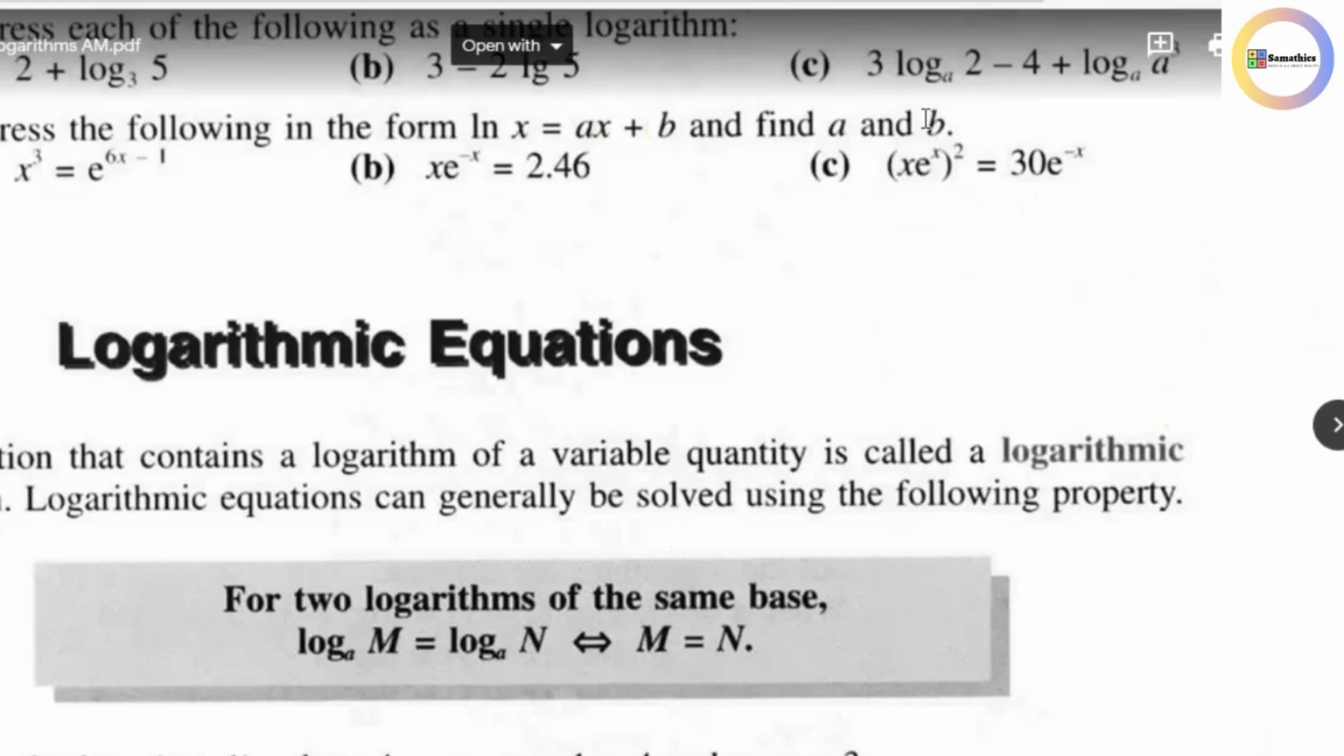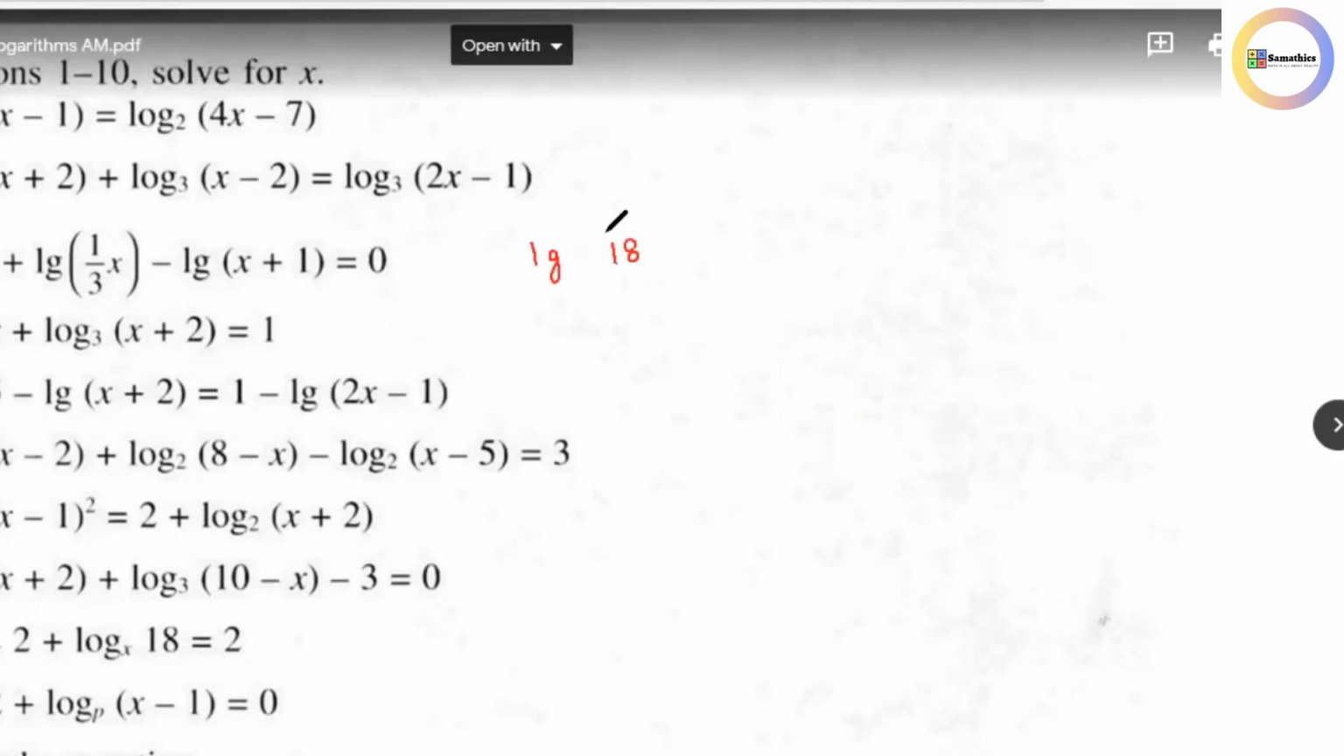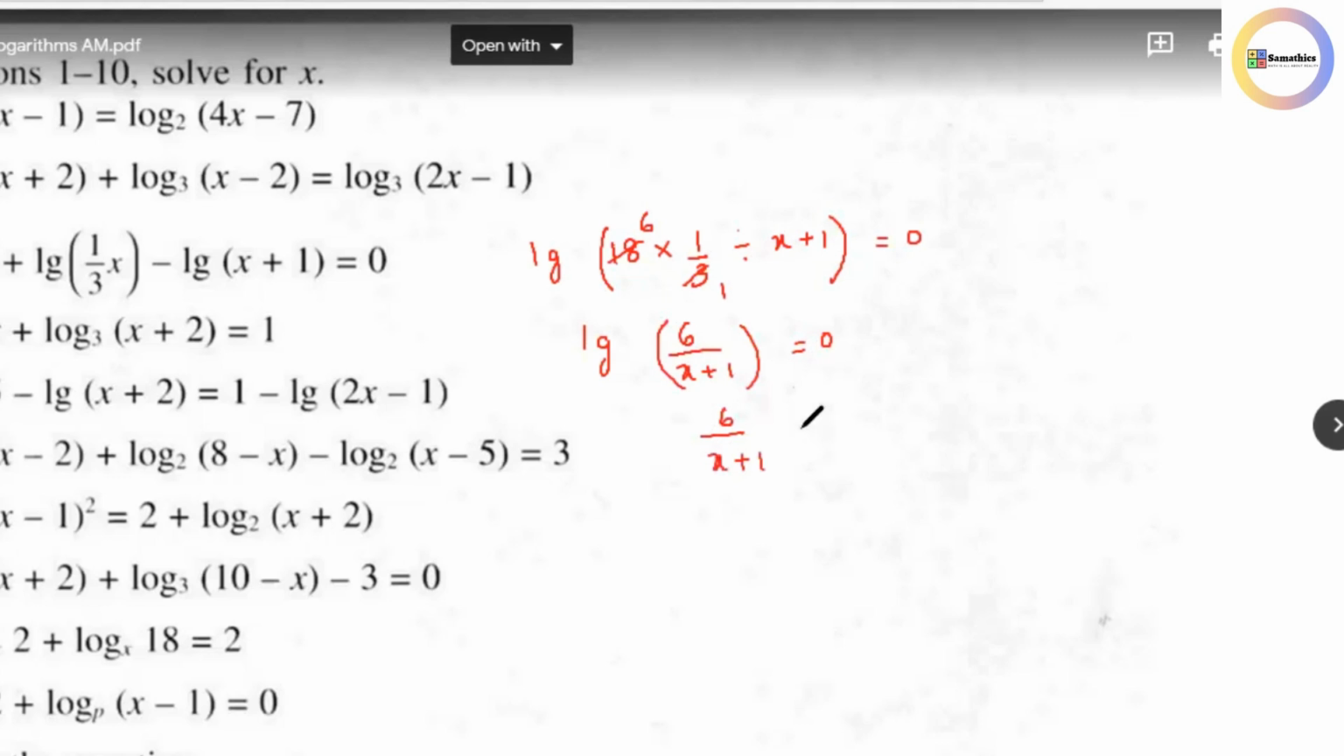Now move on to the next: 3.5 question number 12 and 3.6 questions number 3, 9 and 10. Whenever we write in a single log, plus will change to multiply. So 18 multiplied by 1 upon 3 and divided by x plus 1. 3 sixes are 18, so it will become 6 upon x plus 1, right? And is equal to 0. So 6 upon x plus 1 is equal to 10 power 0.